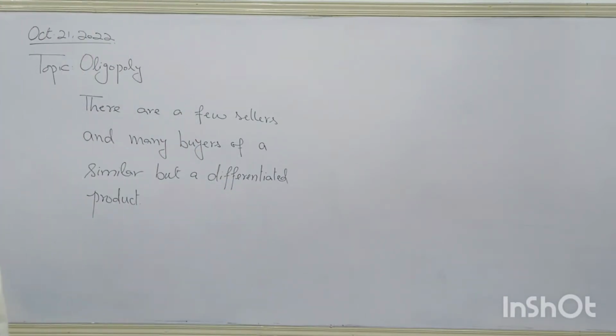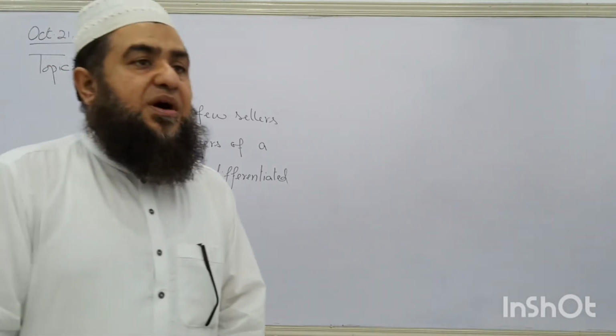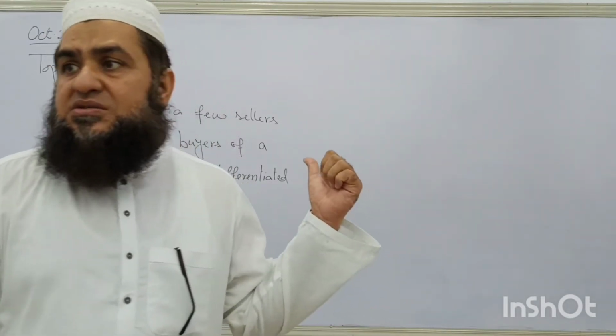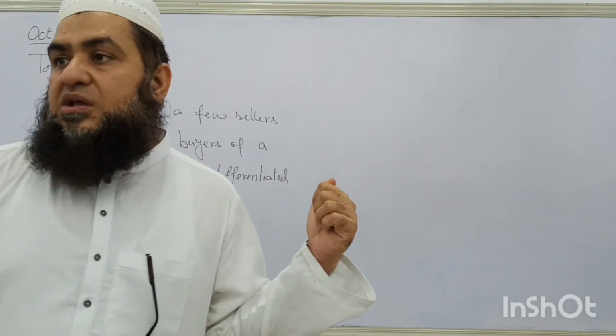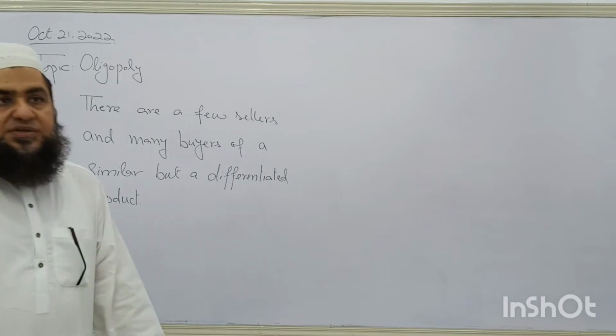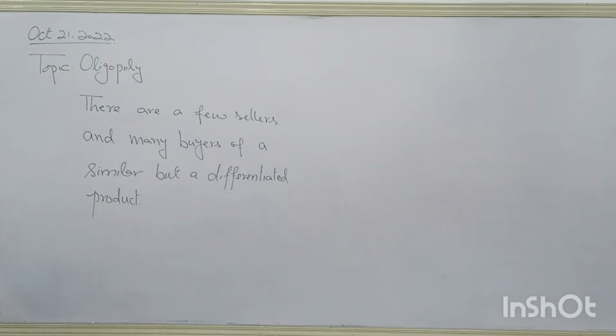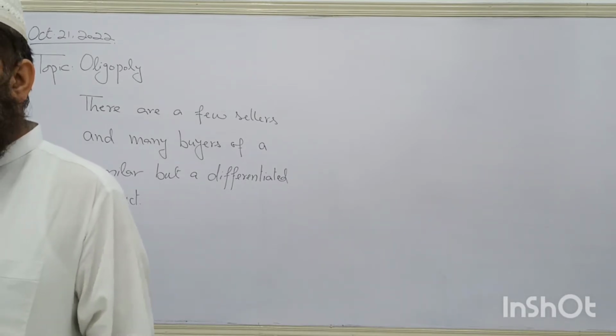So when we find there are a few sellers and many buyers of that product, that market structure is called what? Oligopoly. Oligos means a few sellers. Clear? Now, what are the other characteristics of a firm which is operating under this market structure?